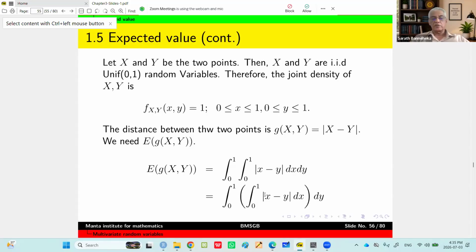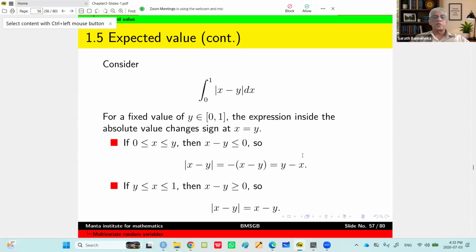Therefore, in this range, we can define x minus y to be like this. The absolute value of x minus y is equal to y minus x if x minus y is negative. On the other hand, the absolute value of x minus y is just x minus y if x minus y is positive. So x minus y is negative when y is less than x. Otherwise, it is positive when x is greater than y.